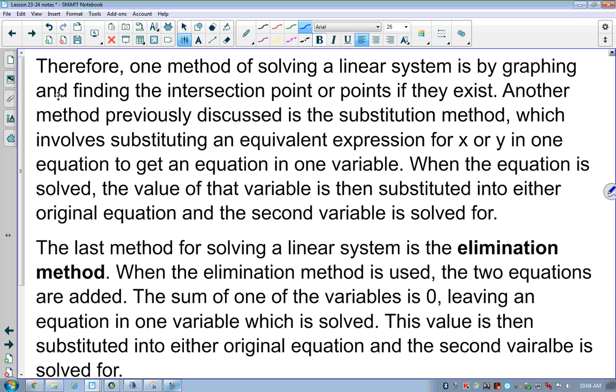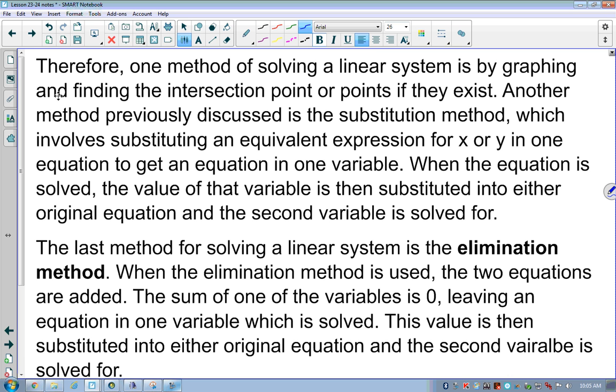The last method for solving a linear system is the elimination method. When the elimination method is used, the two equations are added. I would argue that they could also be subtracted. Now what you have to be careful of, if you're going to subtract two equations to use elimination, is that you understand that you're subtracting. So if a number is negative, I might be subtracting a negative and therefore adding terms. So you'd have to be careful with it.